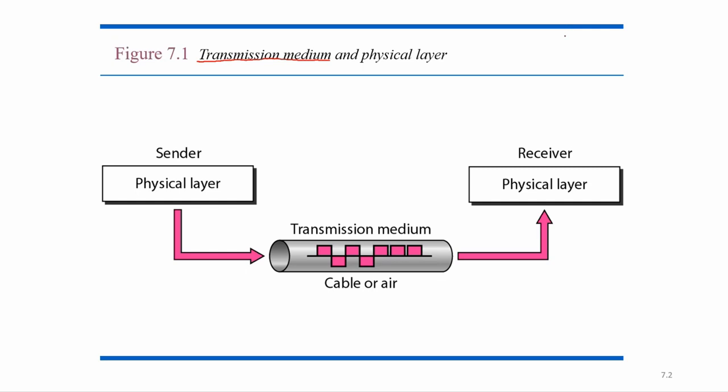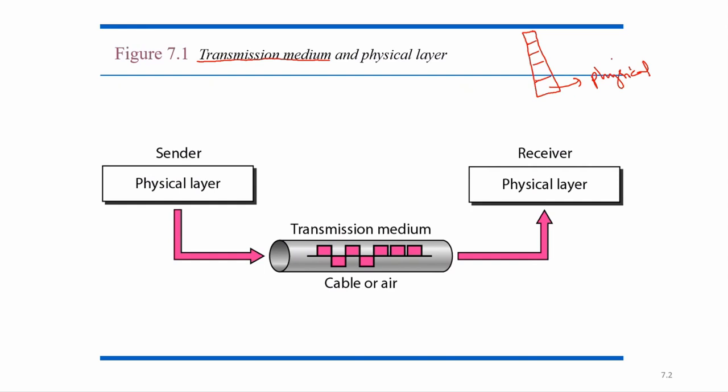In the OSI model and TCP/IP model, we have already seen that there are different layers. If we talk about the TCP/IP model, there are 5 different layers. The lowest layer is the physical layer. This physical layer connects the physical devices.